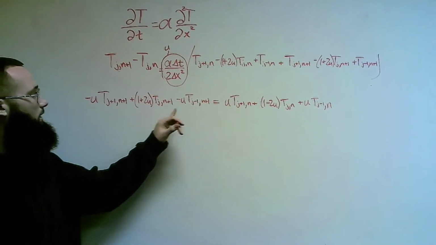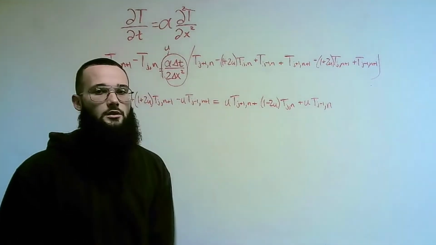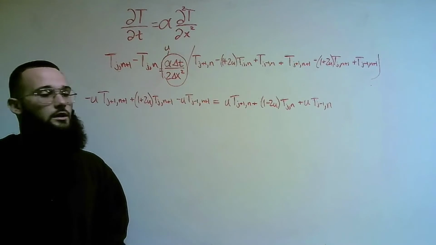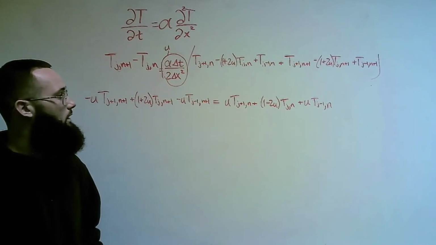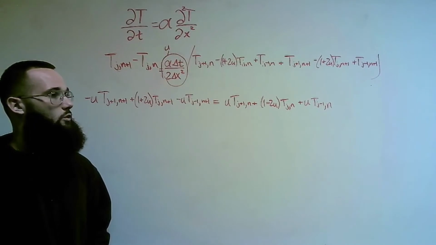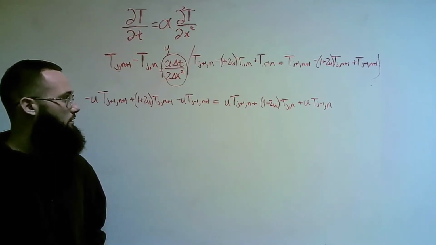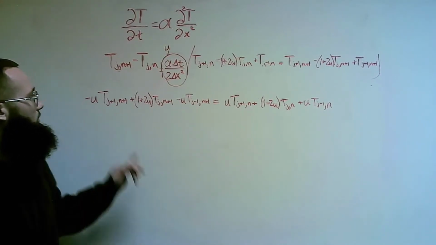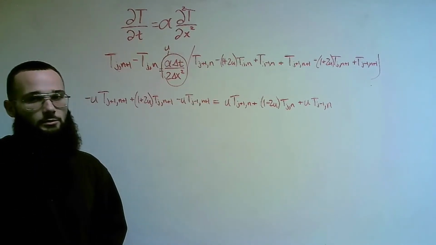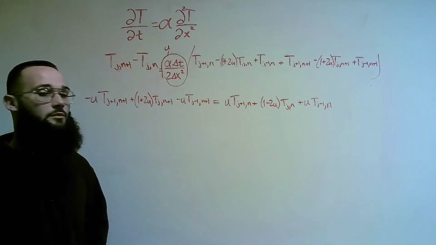Although we have a lot of unknowns, the way that we'll set up the Crank-Nicolson method uses a matrix. It'll use a matrix of the u values and a vector of the T values to be able to evaluate this at any time t.